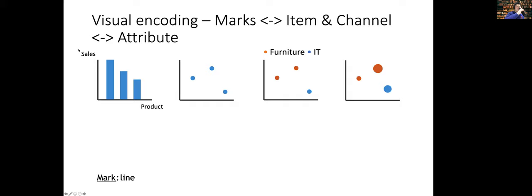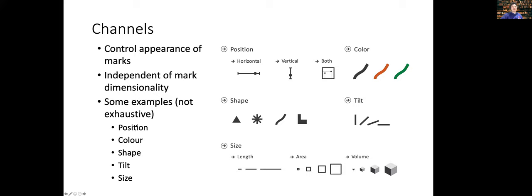Okay, I'll give you some 1D graphics. Sorry? Is it 1D graphics? Okay, 1D graphics. I'll give you some ideas. These are some examples of what we call channels, including position, color, shape, tilt, or size. These are not exhaustive, but these are some examples of channels that you can use to represent.